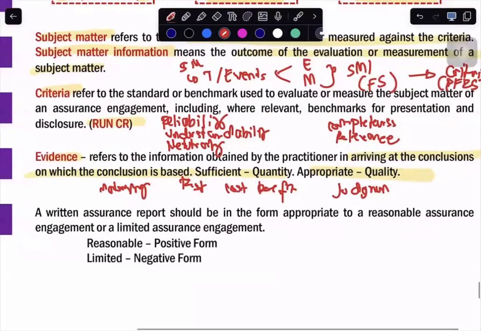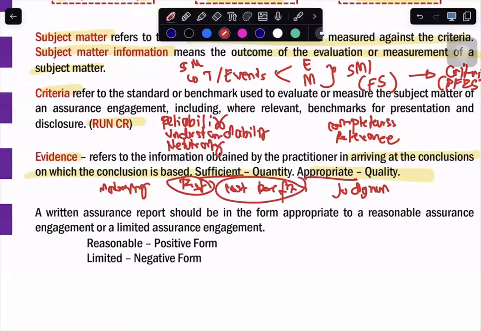Again, we're talking about evidence, we do not only look at the sufficiency and appropriateness of the evidence, but we look also at our materiality. Aside from materiality, we look into the risk. We look also at the cost benefit, and we look into the judgment.